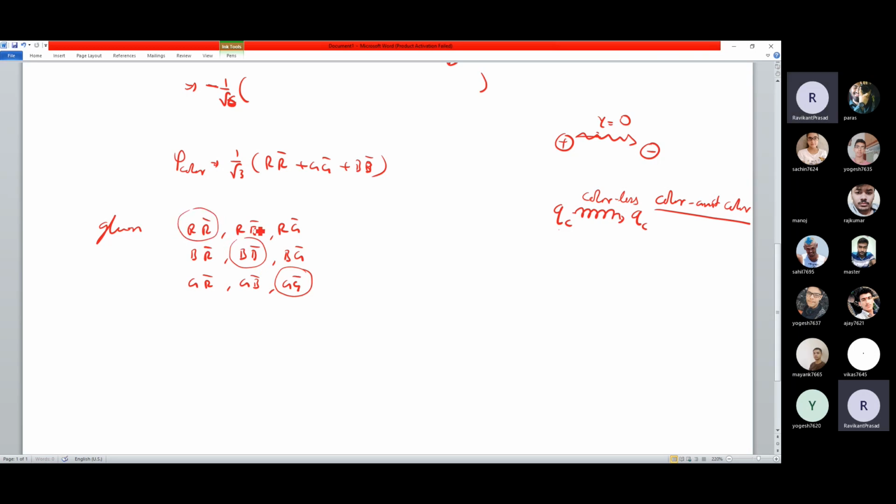But they can carry certain color also. This is not exactly colorless, you can say, but this is a combination of color and anti-color, because there is more possibility. In this we have only two possibilities, but here we have more possibilities. So these three gluons are exactly colorless, but they can carry certain color. When you mix them, they will have certain color.